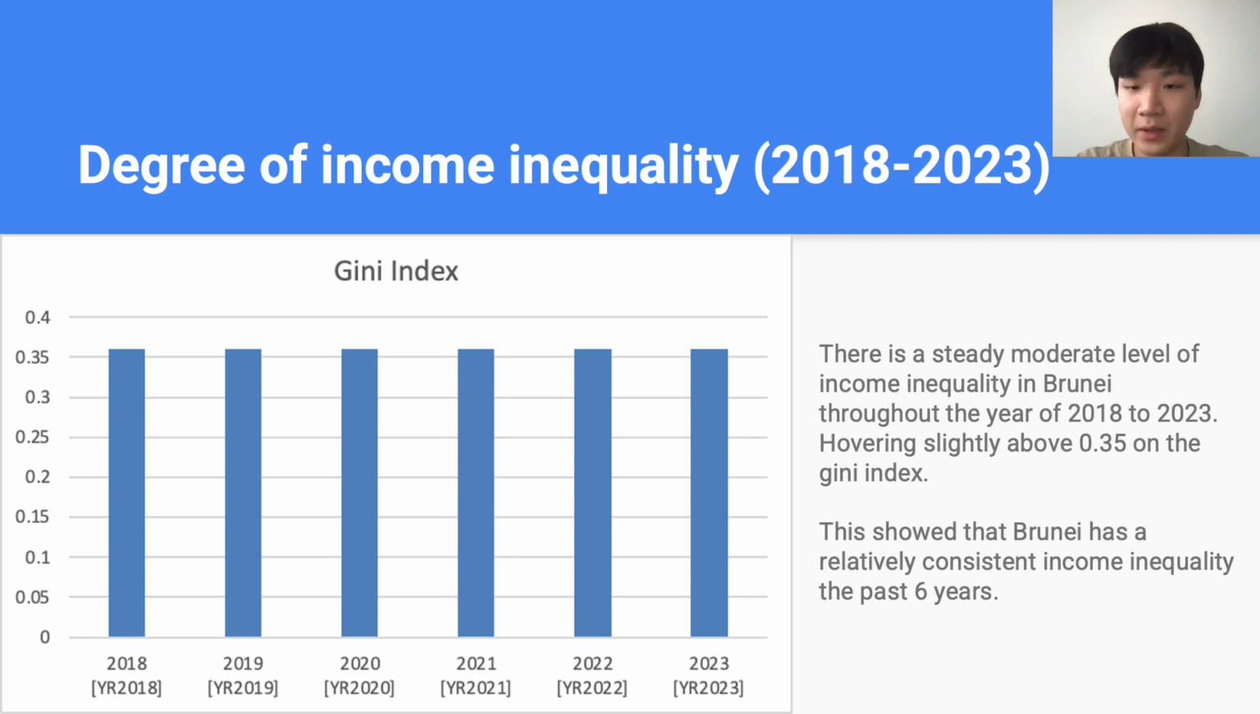The government of Brunei has implemented comprehensive social welfare programs that provide citizens with access to healthcare, education, housing, and other basic necessities. Secondly, Brunei's relatively small population allows for a more targeted approach to wealth distribution and implementation of effective social welfare policies. This facilitates a more even distribution of resources among the citizens.